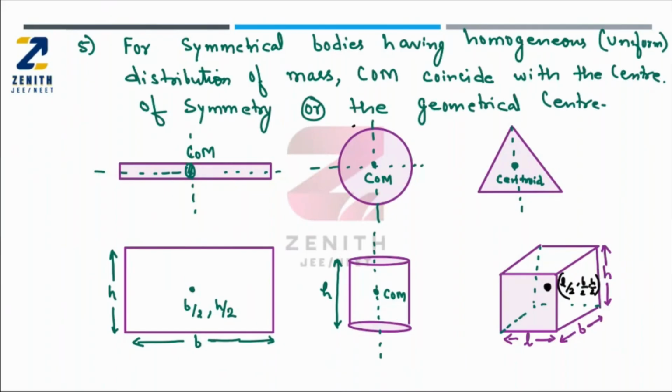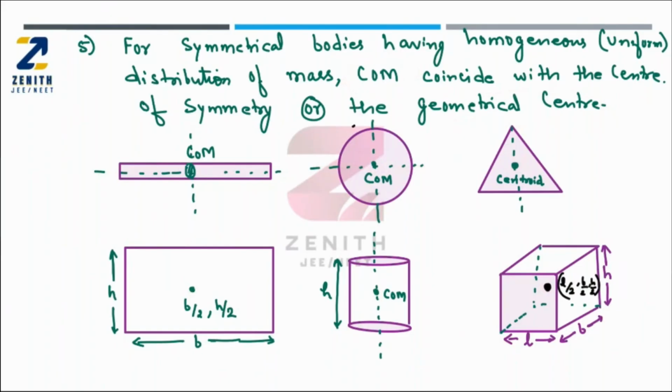That means if any body is symmetrical about the x and y axis, the intersection point, the center of symmetry, is nothing but the center of mass. We can also say the geometrical center will coincide with the center of mass. This is nothing but the centroid here. Here also b by 2, h by 2, for a cylinder also, and this is for a cuboid. Okay. So these are the 5 important key points which I have discussed that will help you to eliminate the options.